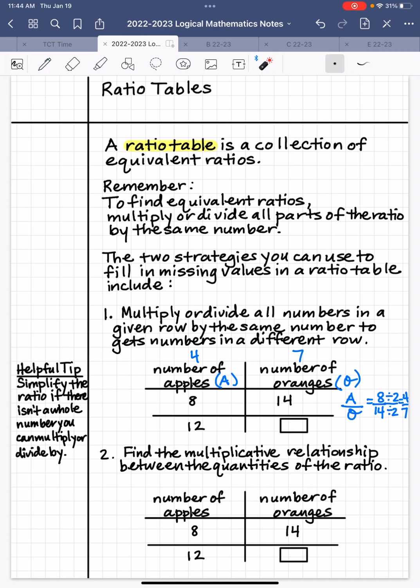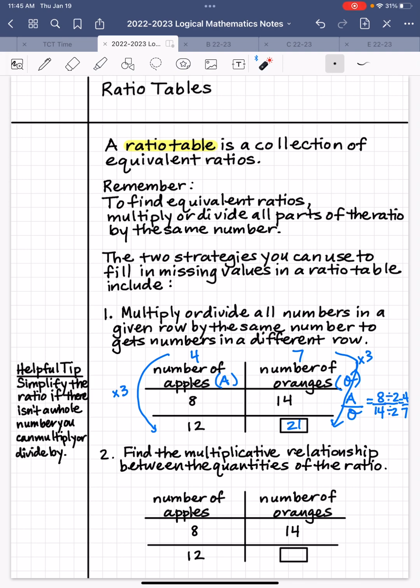So now I ask, can I multiply or divide 4 by any number to get 12? Yes, I can multiply 4 by 3 to get to 12. So what am I going to do? I'm going to multiply the number in that row, which was 7, by the exact same number going to this second row. So I'll multiply 7 times 3, and that will give me 21.